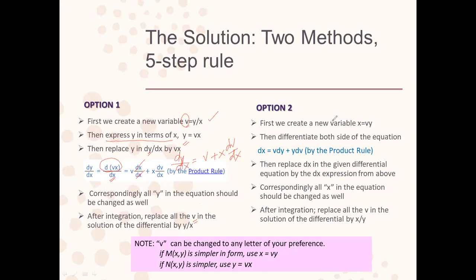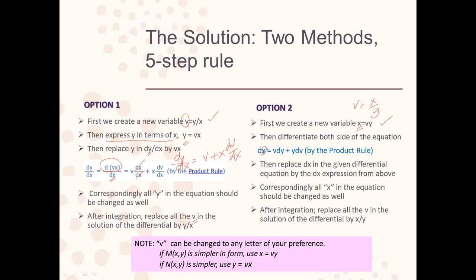Now, the steps in option 2 are actually in principle the same as the steps in option 1, only that we change the substitution equation. In here, we change your v to be equal to x over y. Here, it's y over x. In the process, you have this corresponding expression. This time, it's not the y variable that you're going to change, but rather the x. So all the x variables that are present in your differential equation, you change to vy. So that includes the x in the differential of x.